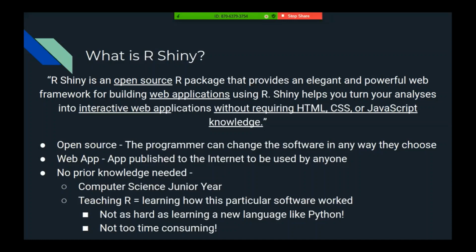So open source means the programmer, or me in this case, can change the software in any way they choose. So I used RShiny to make the Google data mining app. So that was the way I changed my software. A web app is an app published to the internet to be used by anyone.